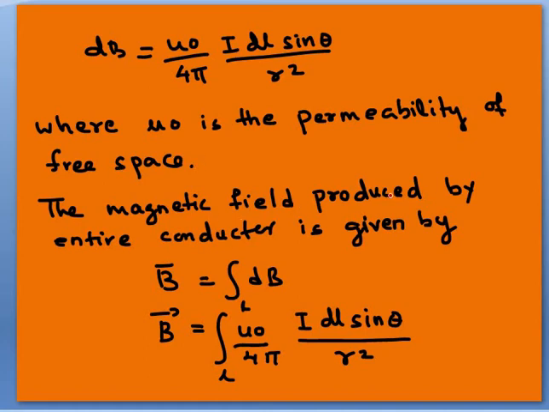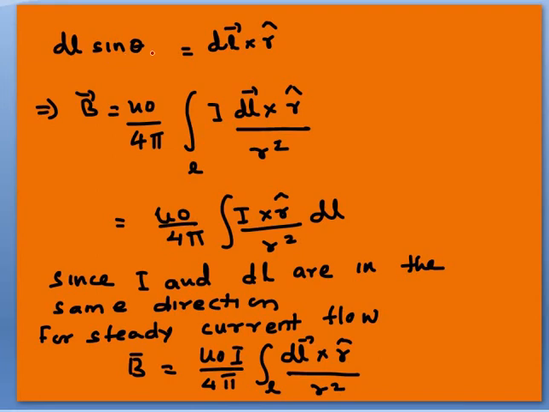Now again, the magnetic field produced by the entire conductor, since we have taken a small length, is given by the total B, which will be the integration over the length of the conductor of dB, that is integration over L of mu 0 by 4 pi I dl sin theta by r square. Now dl sin theta can be written as dl cross r cap, where dl is a vector and r cap shows the direction of the distance. So we can write mu 0 by 4 pi integration over L I dl cross r cap by r square.